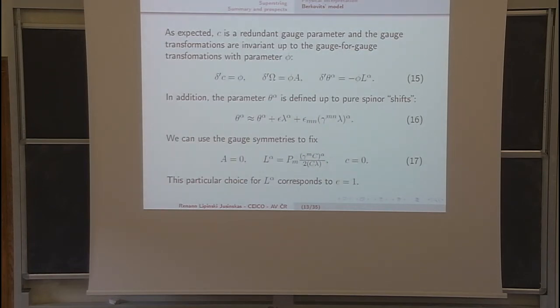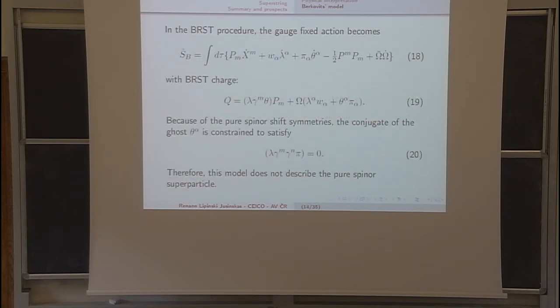So C is just an ordinary constant vector. But the point is that if you fix L alpha to this, it's equivalent to fix E equals one. So this is the ordinary gauge fixing of the massless particle. And C equals zero is a gauge-for-gauge fixing because of this parameter. Because there's no derivative on phi, this gauge fixing here will generate no dynamical ghost for ghost. And at the end, you get this action with this BRST charge.